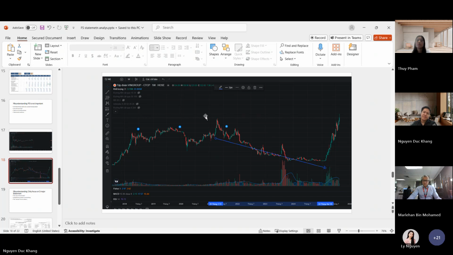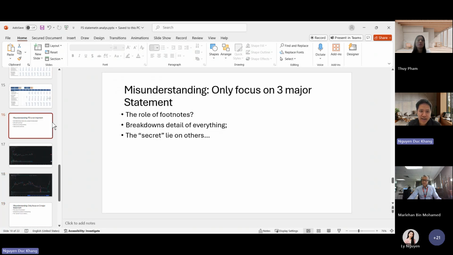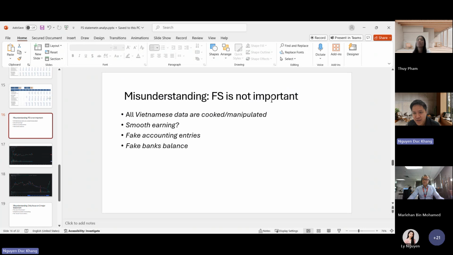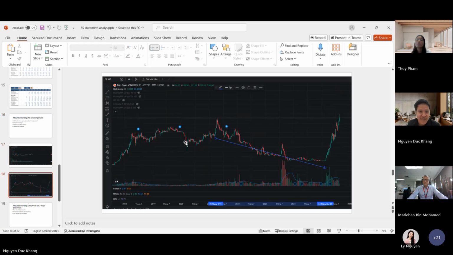So from my point of view as an investor, we shouldn't think that financial statements are not important, but we should also recognize that all of the things I listed here do happen. You cannot deny it, but you should know that it happens to some degree in real life.